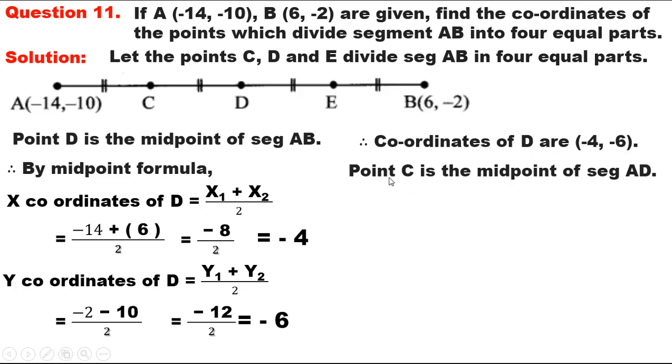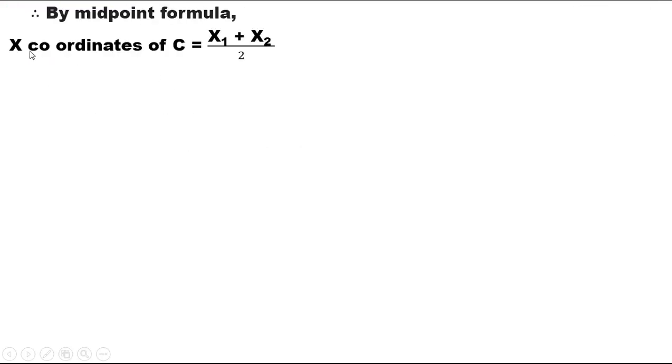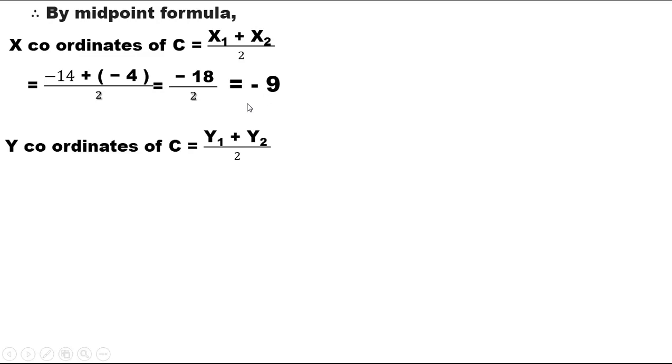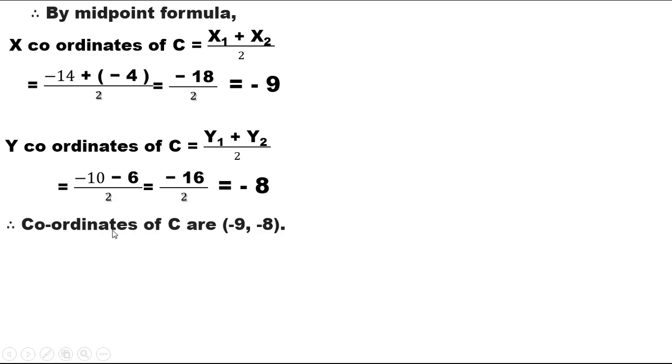The point C is the midpoint of the segment AD. So, by midpoint formula, x coordinate of the C is equal to (x1 plus x2) divided by 2. (Minus 14 plus minus 4) divided by 2 is equal to minus 18 upon 2 is equal to minus 9. Y coordinate of the C is equal to (y1 plus y2) divided by 2. (Minus 10 minus 6) divided by 2. Minus 16 divided by 2 is equal to minus 8. The coordinates of the C are minus 9 and minus 8.